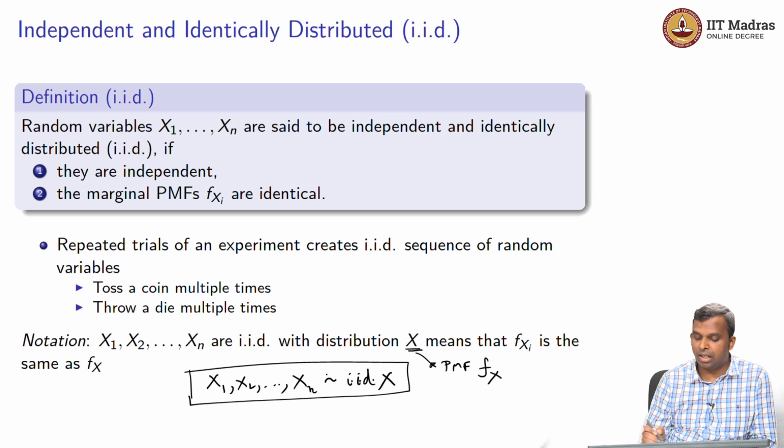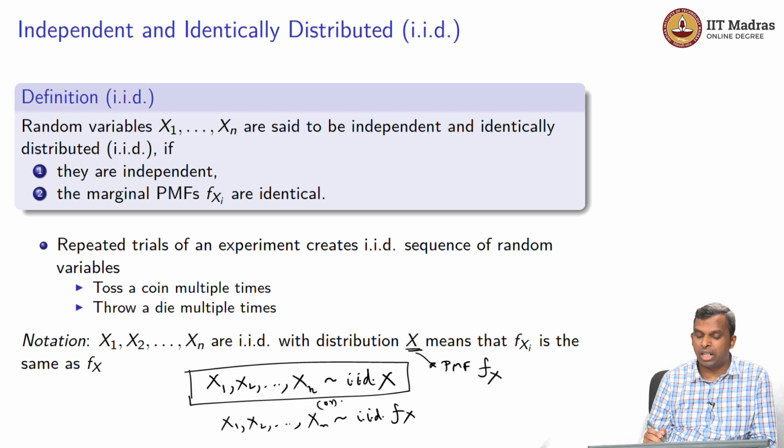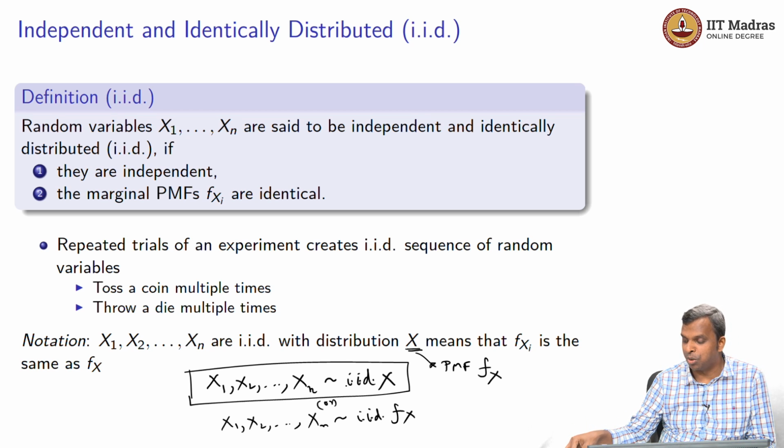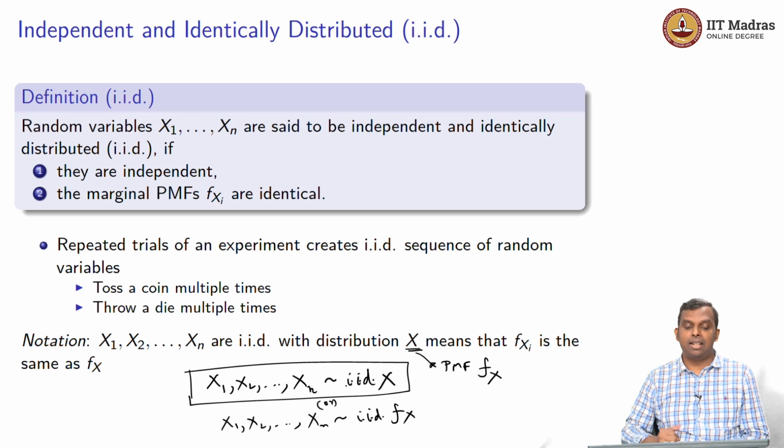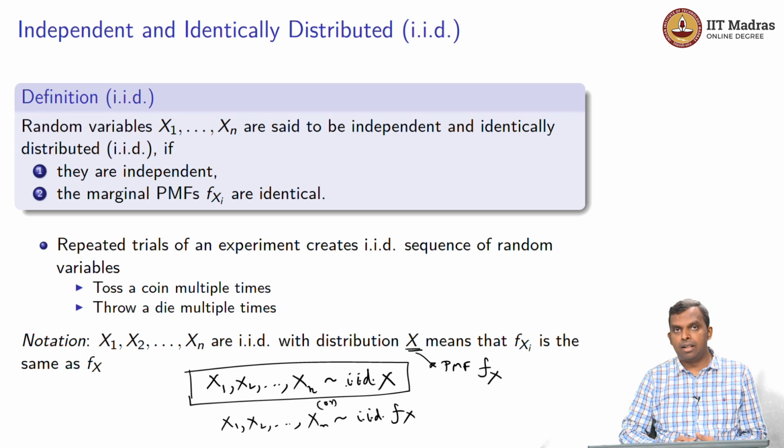So it's just a convenient notation. I might also say it like this: X1, X2, ..., Xn are IID fX, when I don't want to use this random variable X. So I give the PMF itself. These are convenient shorthand notations to describe what the distribution of n IID random variables is. Once again, this is an important definition. It will show up again and again when we look at statistical scenarios.